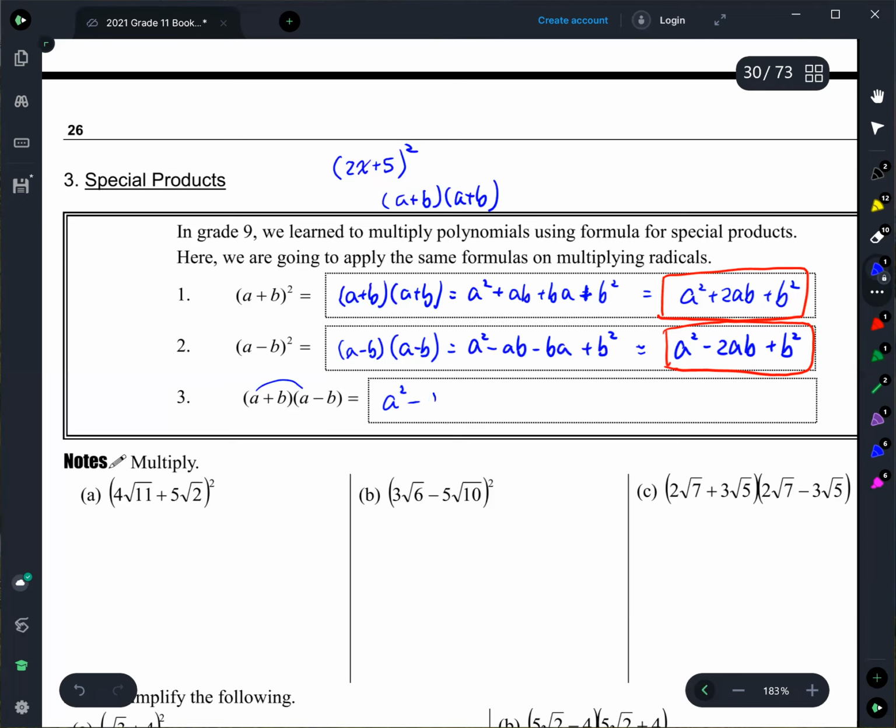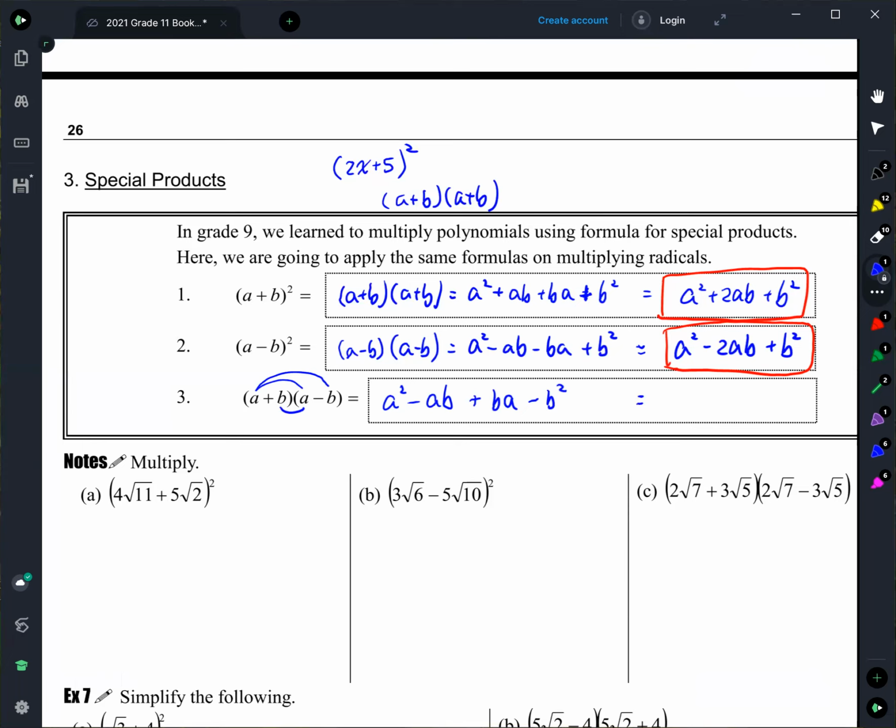Minus AB. Yeah, so that's these two. Go on. Plus BA, so that would be these two, and minus B squared. Okay, can we combine anything? Minus AB plus BA. And what will happen then? They cancel out. Yeah, they're opposite signs, right? So what's left then? A squared minus B squared.